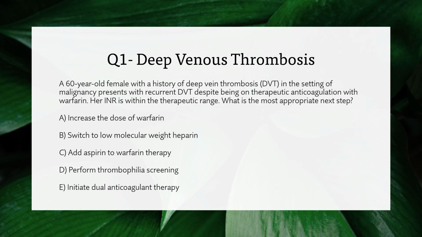Choice A. Increase the dose of warfarin. Choice B. Switch to low molecular weight heparin. Choice C. Add aspirin to warfarin therapy. Choice D. Perform thrombophilia screening. And choice E. Initiate dual anticoagulant therapy.